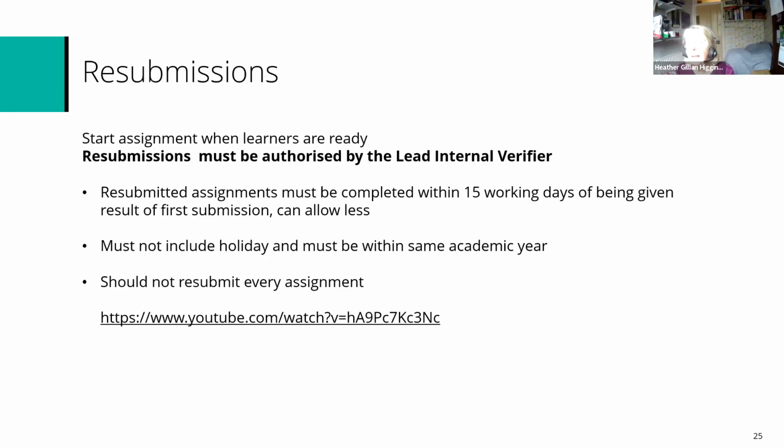Now, in the old QCF, learners could do that, but they can't any longer. So that's something to be remembered. And as I've already said, learners shouldn't resubmit every assignment. The other thing is, if you think learners can get the work done in 3 days of resubmission, or just 7 days, then allow that 7 working days. You don't have to give 15 every time. So it's important to remember that.